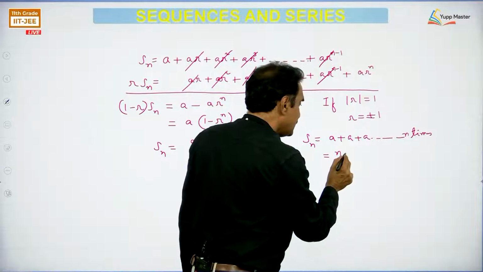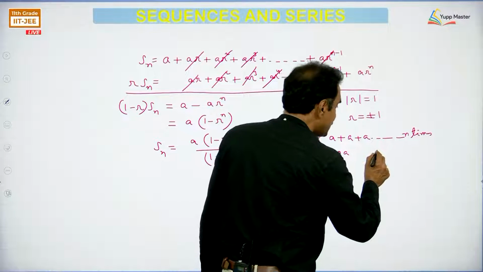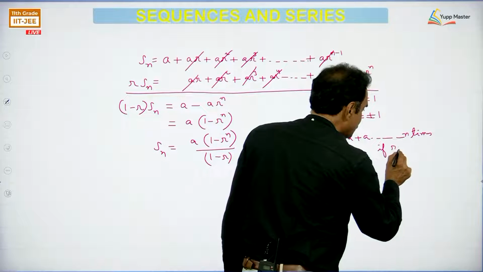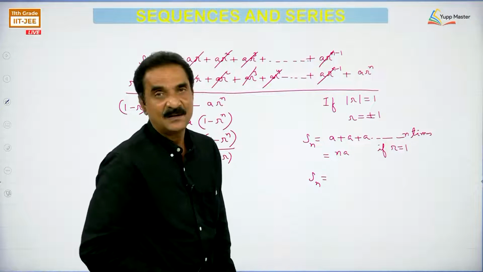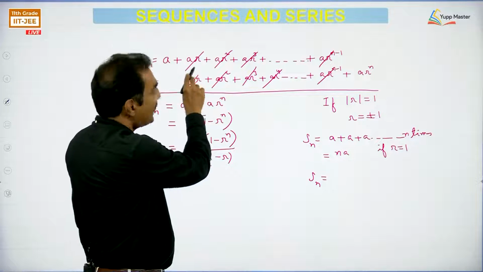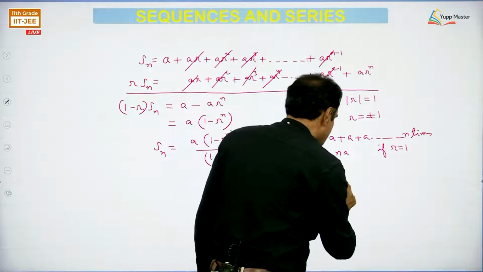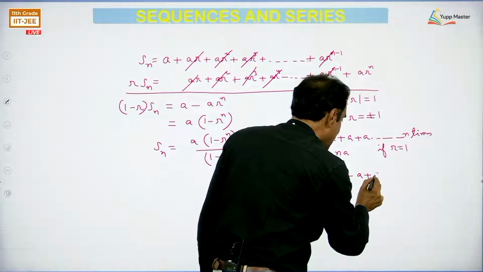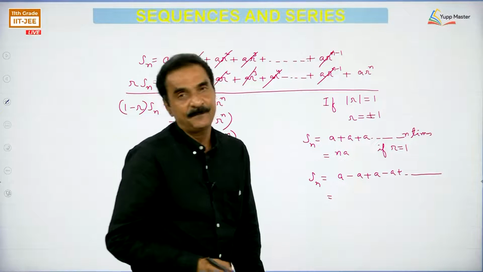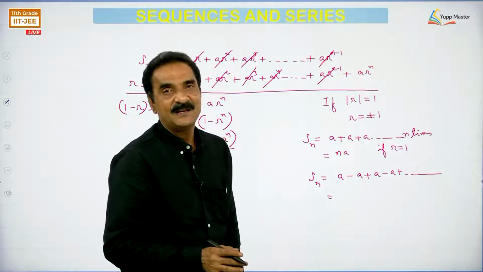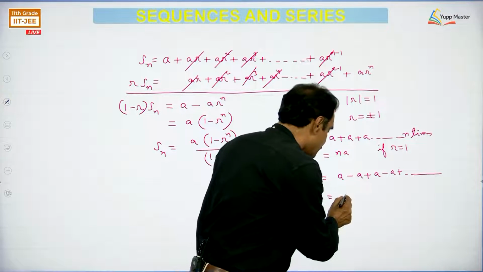The sum will be NA. If R is equal to 1, and if R is equal to minus 1, then you will get A minus A plus A minus A and so on. So it depends on the value of n. If n is even, then all the plus A's and minus A's will cancel out. The answer will be 0.